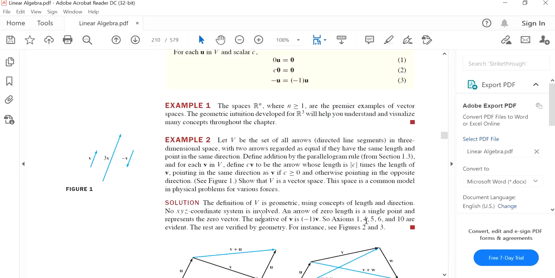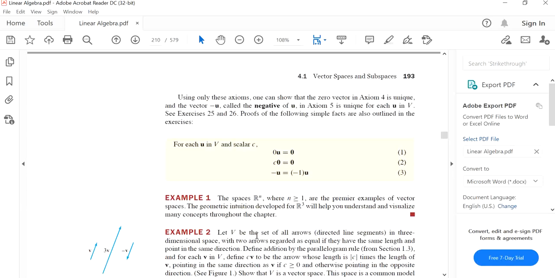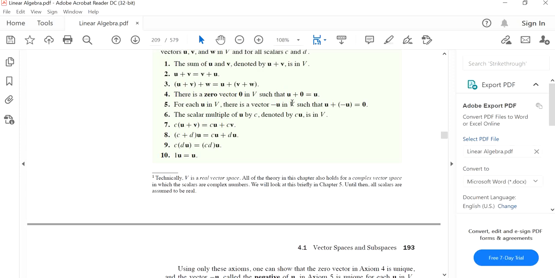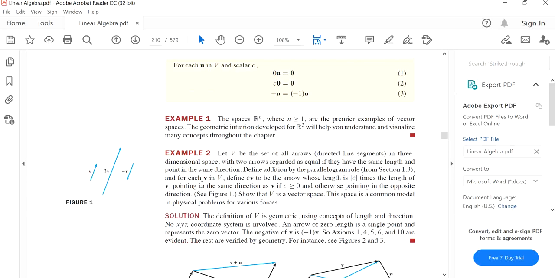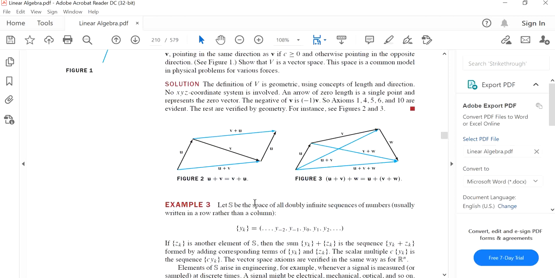Next, we've proven axiom 4, which showed that the zero vector is there. We've proven axiom 5, axiom 6 and axiom 10 as well. Axiom 5 was the existence of the negative. Axiom 6 was the scalar, and axiom 10 was multiplying the vector with 1 really makes no difference. So these axioms were verified, and the other two were verified geometrically.